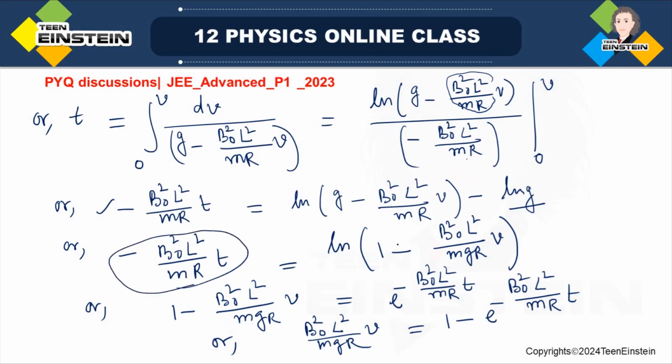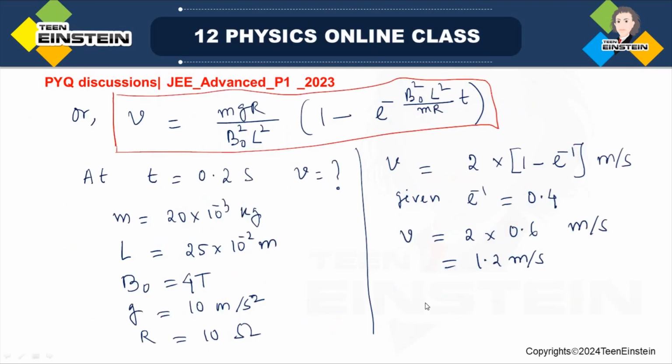Now I have to find out v. For that I have to take the anti-logarithm. So e to the power minus B naught square L square by mR into t is equal to 1 minus of this term. Now I have to find out v, so let us do a little bit of simplification here. Finally I get this expression for the velocity at any instant of time. This is the general expression for the velocity.